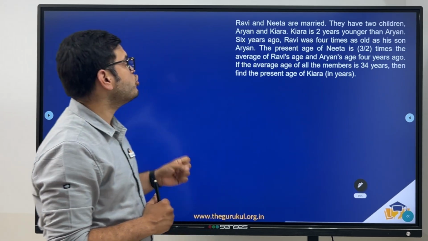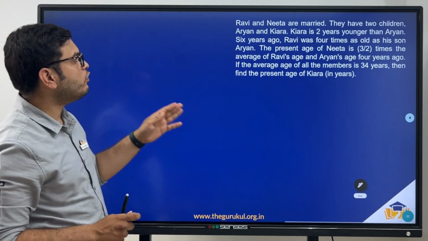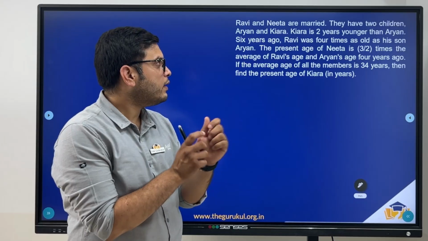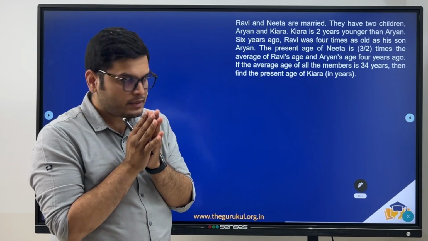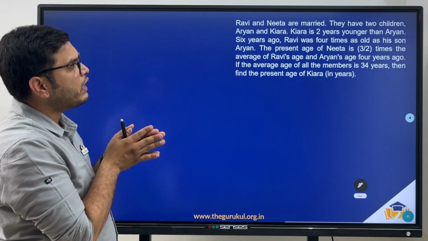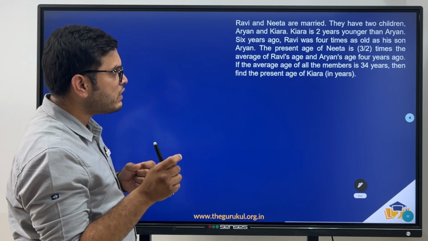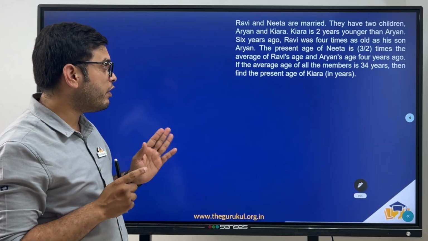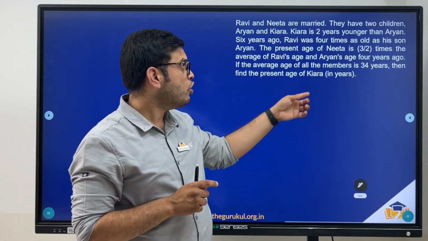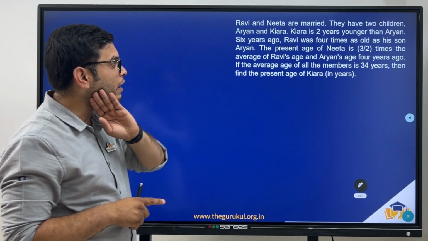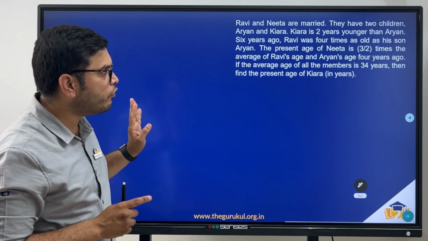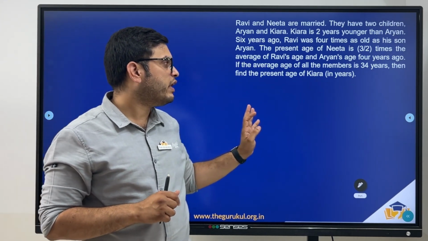Now coming to the fifth question. Ravi and Neeta are married. They have two children, Aryan and Kiara. Kiara is 2 years younger than Aryan. 6 years ago, Ravi was 4 times as old as his son. The present age of Neeta is 3 by 2 times the average of Ravi's age and Aryan's age 4 years ago. If the average age of all the members is 34 years, find the present age of Kiara in years.